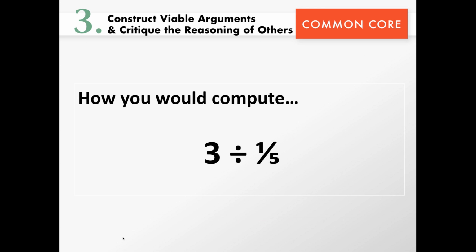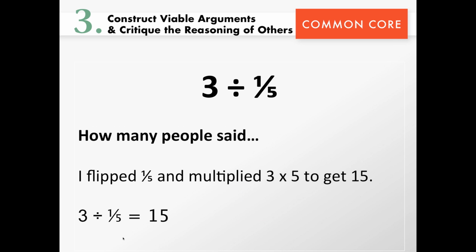For example, if I was to ask you how you would compute 3 divided by 1/5, most people would say, I flipped 1/5 and multiplied 3 times 5 to get 15, so 3 divided by 1/5 is 15. That's a perfectly reasonable explanation of what you did procedurally. And we want students to get to this shortcut to divide a whole number by a fraction. But we want them to get to the shortcut only after they've conceptualized and really know why, connected their answer to the meaning of operations.